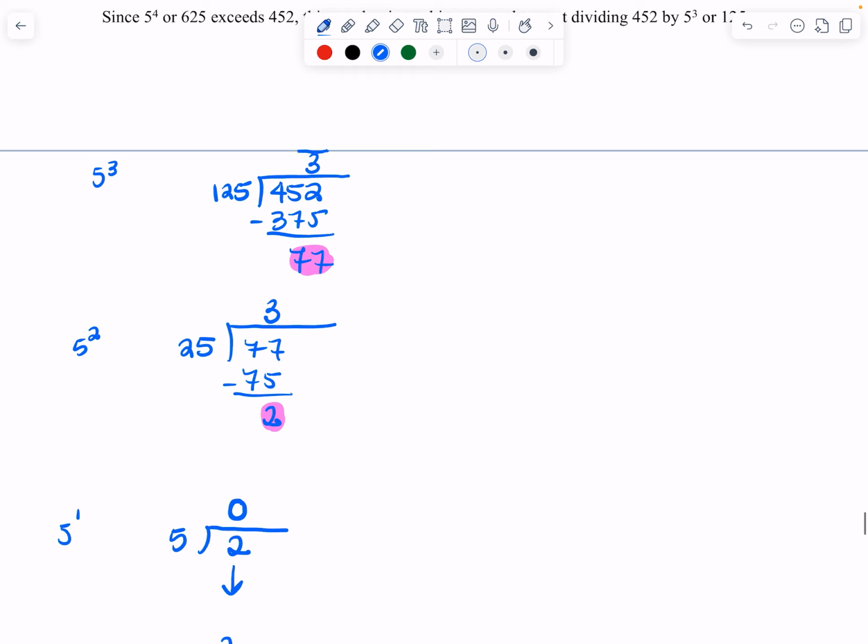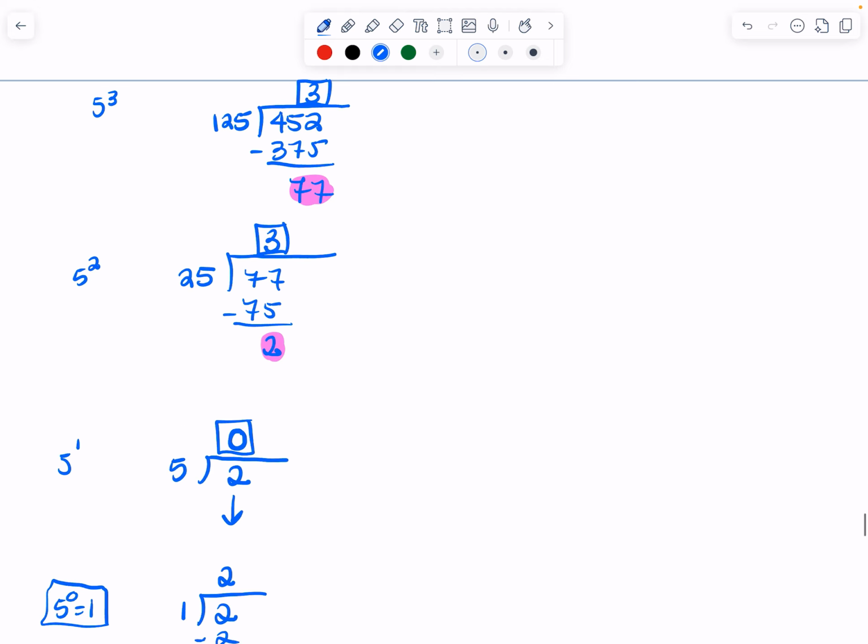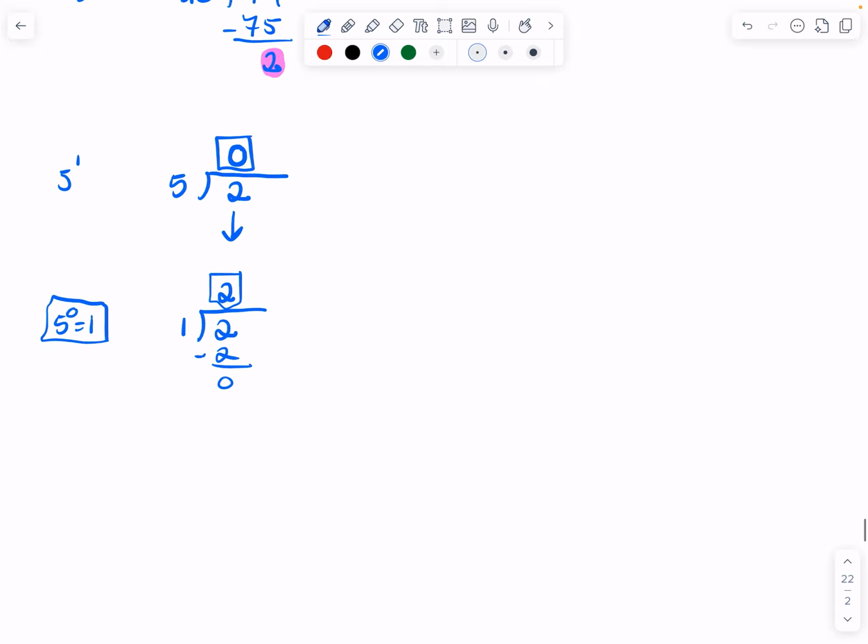So the answer is going to be what we got when we divided each of the position systems. Okay, so the answer is going to be 3302 base 5. So you need that little subscript to let people know that you are not in the Hindu-Arabic base 10 system. Okay, so that's how we do things.